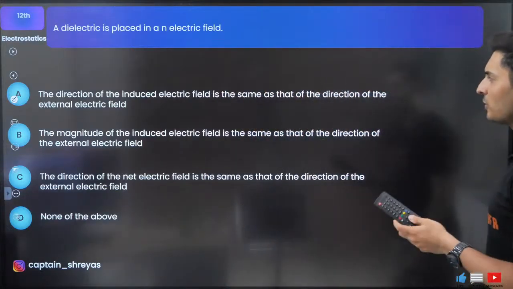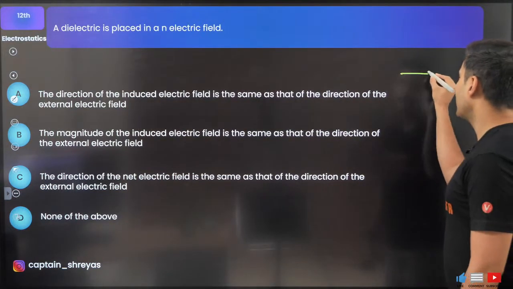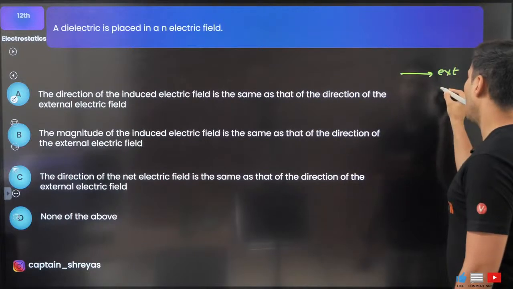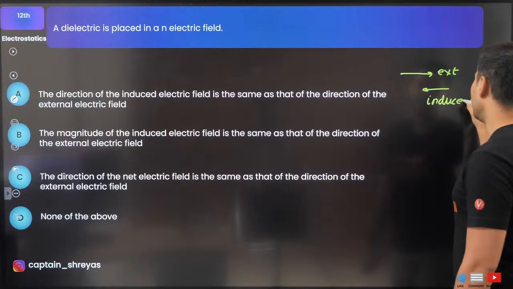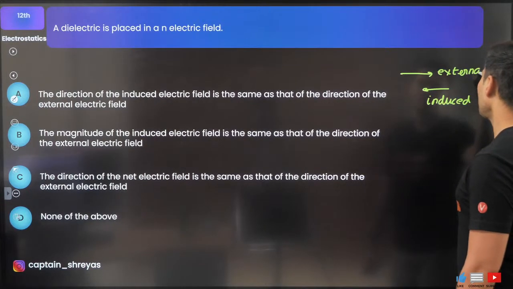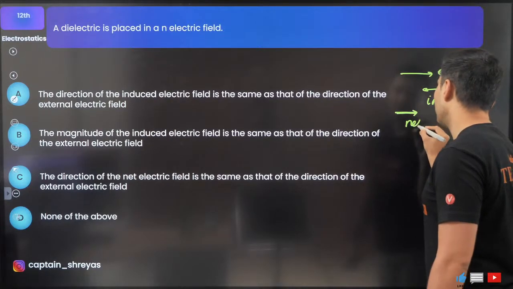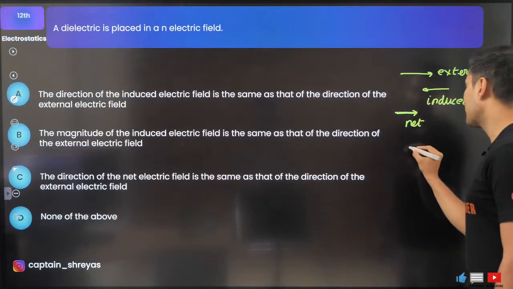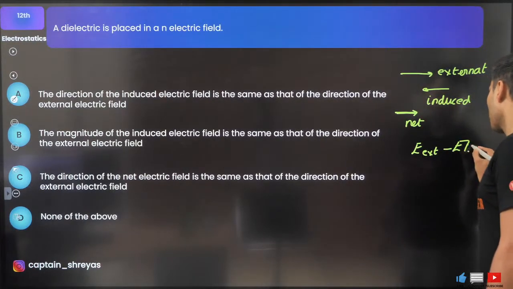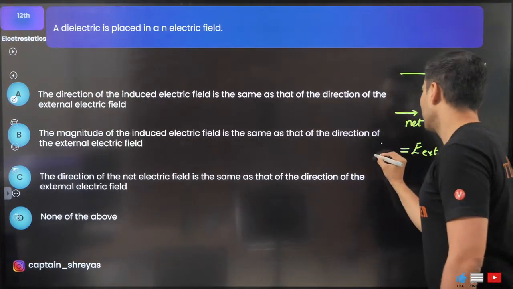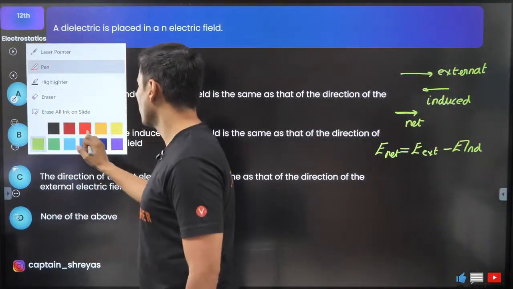The direction of the induced field is the same as that of the direction of the external field. Well, if the external field is like this, I know the induced field is always opposite to it. This is external, and because of which the remaining becomes the net field. Remember, external minus induced gives you the net field. So now try to cancel out all the options which do not make sense.